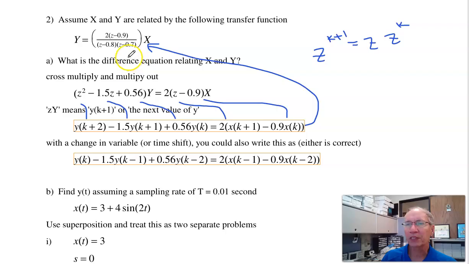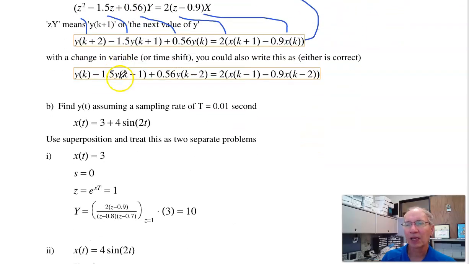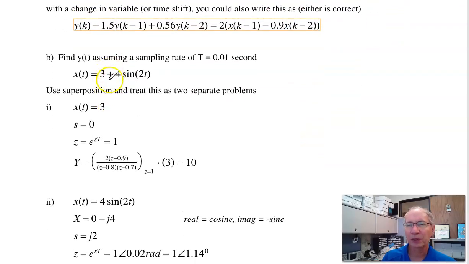The reason we like transfer functions is the same as the S-plane. Given a sine wave input, constant and a sine wave, I can use phasors and find the answer. So if x of t is a constant 3, then s equals 0. Z is e to the st. That's the mapping from the S-plane to the Z-plane. Wherever I have s, take e to the st, that's z. Here, s is 0, so z is 1.